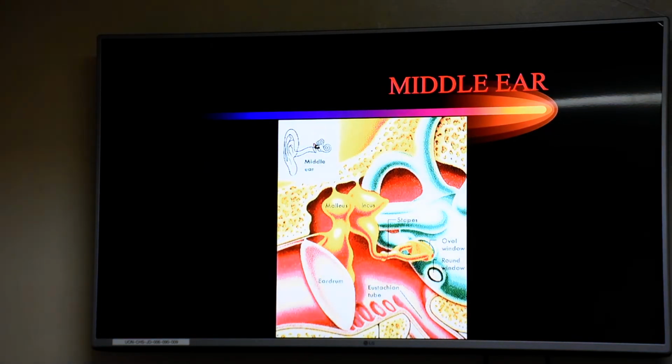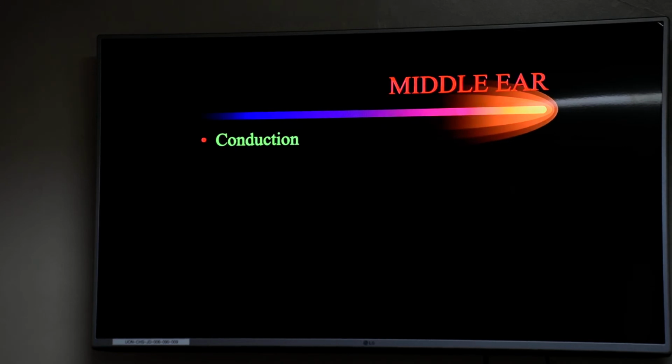Once we reach the middle ear, it has to be conducted from the tympanic membrane right into the oval window of the cochlea or the inner ear. And this is the first phase where the sound waves have to change from traveling in an air medium into a solid medium. So there is some impedance there.